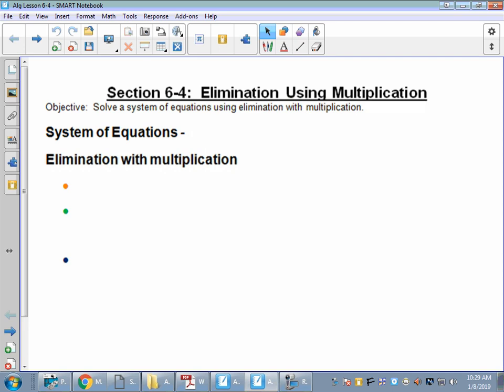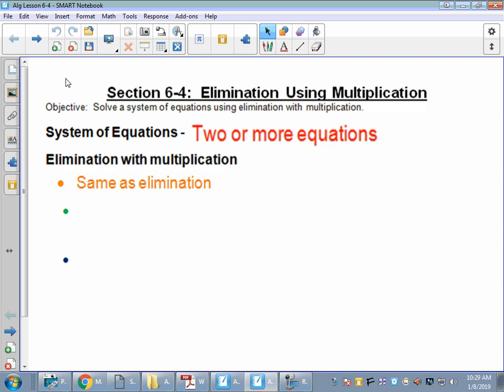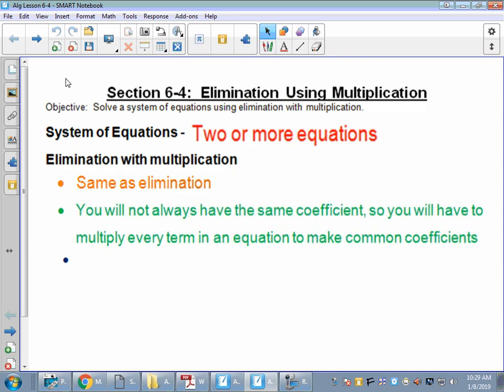So again, we know that a system of equations is two or more equations, that we know. And when we eliminate with multiplication, it's going to be basically the same as elimination with addition or subtraction, with a couple little differences. And those differences are you will not always have the same coefficient. So in this case, you'll have to multiply every term in an equation to make common coefficients. And really, one equation should work. There are cases where we're going to have to multiply both, and we'll do an example of those as well.